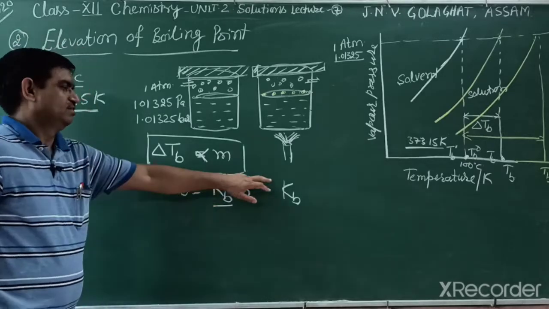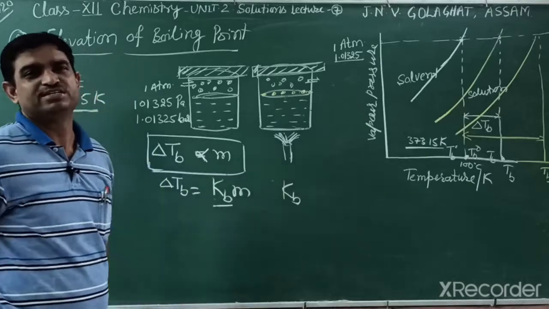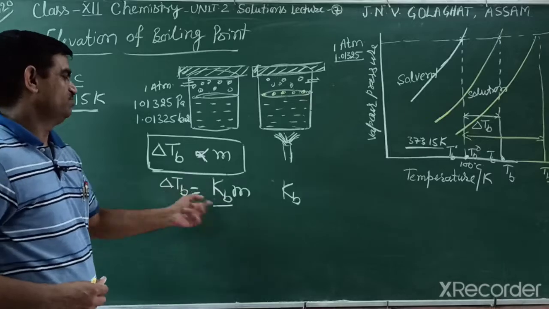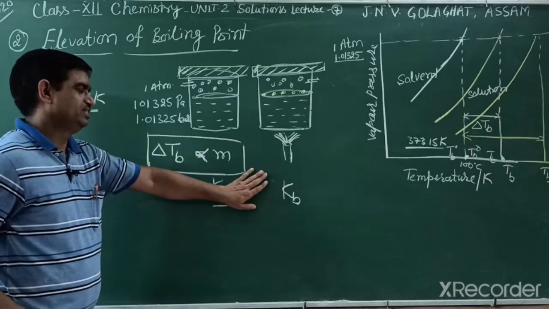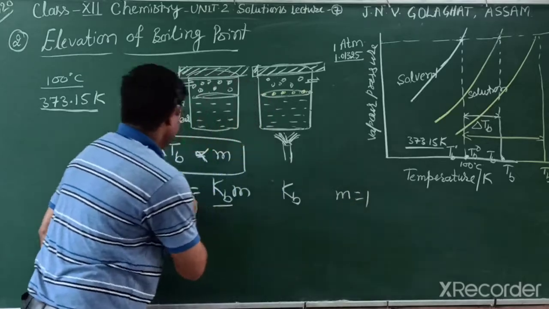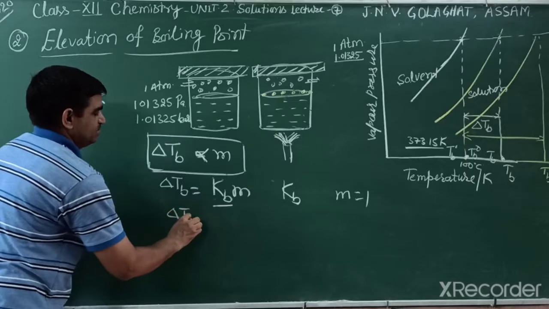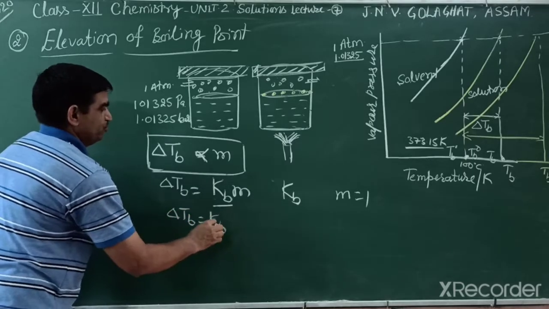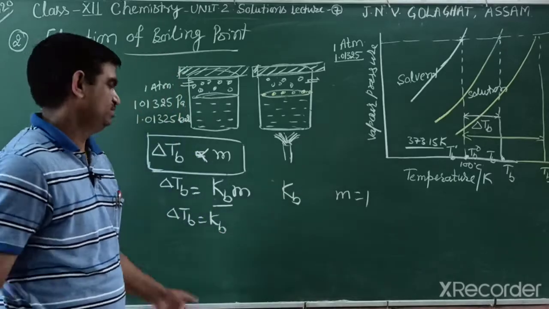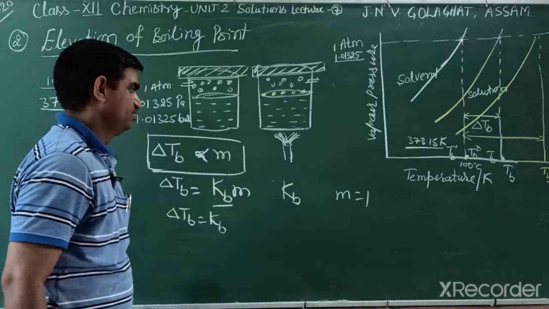This question came in the CBSE exam last year, the 2019 exam. Define what is Kb, and students, you have to define it in this way: when molality m is equal to 1, then delta Tb is equal to Kb. So you can say the elevation in boiling point constant, known as the molal boiling point constant or ebullioscopic constant, if m is equal to 1 molality.